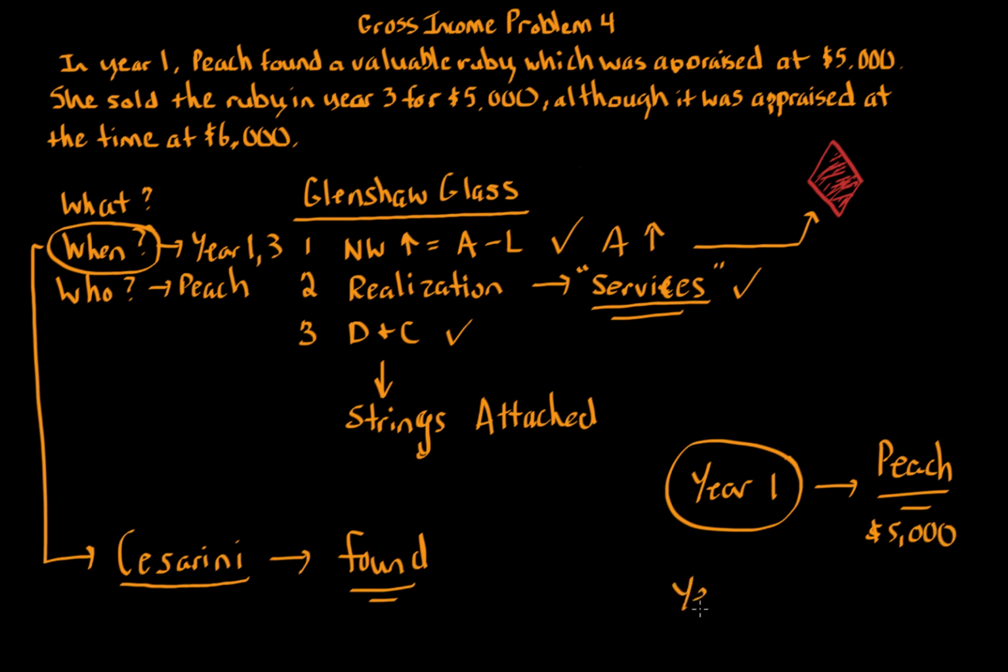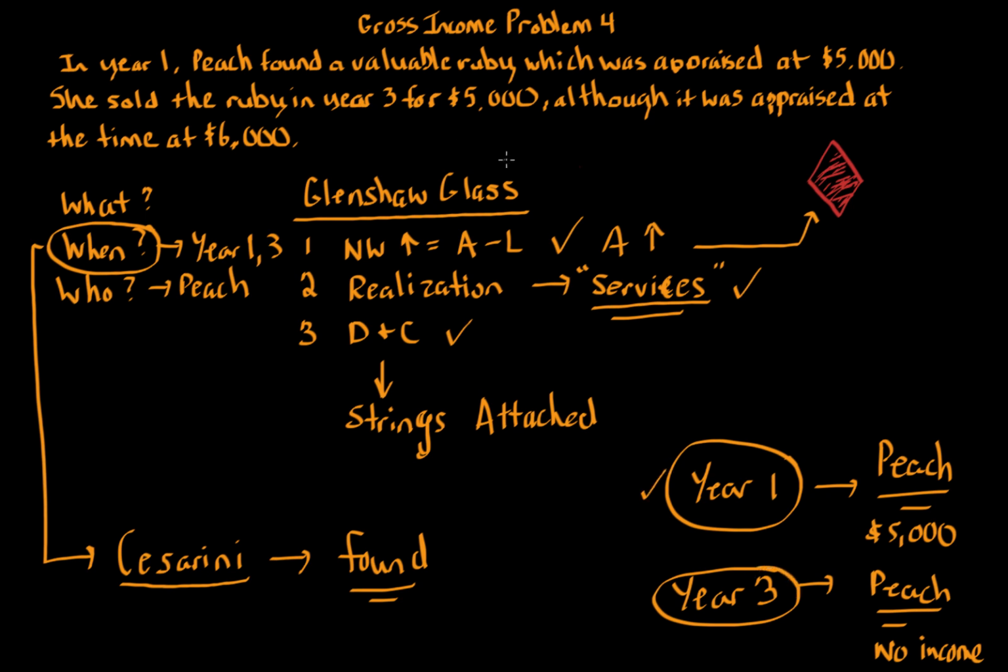In year 3, Peach is going to sell the ruby for $5,000, even though it was appraised at $6,000. There's not going to be any income to Peach. Peach has no income. So that's very important to understand when you're looking at the when question.